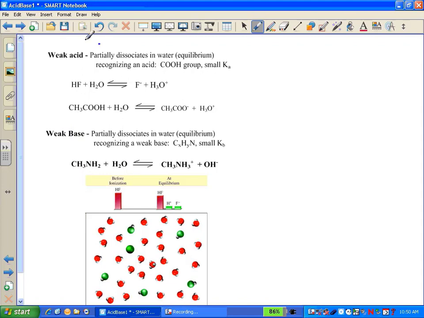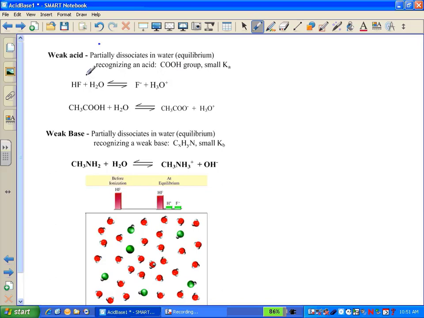When we're dealing with a weak acid or base, we're going to need to use the Bronsted-Lowry definition because we're going to be looking at equilibrium. A weak acid or a weak base is something that only partially dissociates in water. And you're going to see that a lot of these will dissociate less than 5%. So the way that you can recognize them is that they've got the COOH group, so organic acids tend to be weak acids. Okay? And hydrogen fluoride is another weak acid.